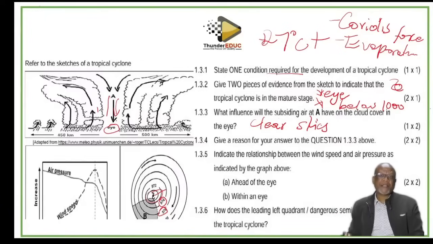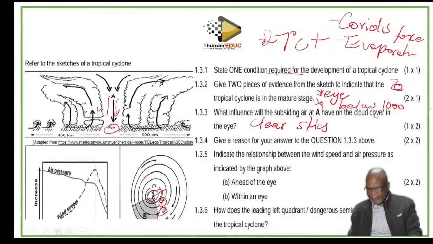The air is subsiding, and what is the behavior of subsiding air? It is heated. And when the air is heated, there is no cloud formation because the air is not going to condense. The air will only condense when it rises. And rising air is going to cool, and the cooling is what results in condensation. But subsiding results in heating. Rising results in cooling. I hope you understand what will be the influence of subsiding air in the eye of the tropical cyclone.